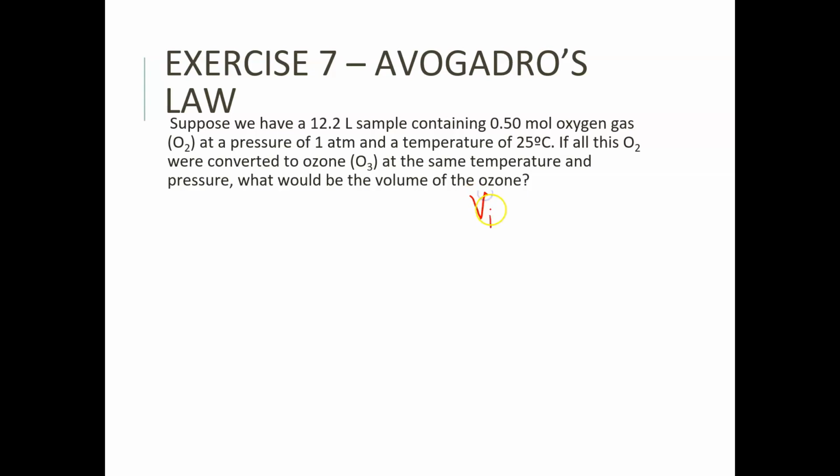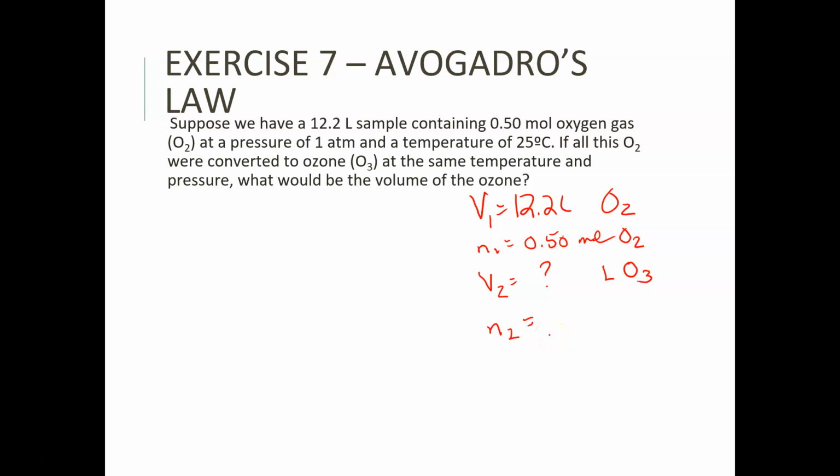We have V1. V1 is equal to 12.2 liters, and that is O2. And we know that N1 is equal to 0.50 moles of O2. We want to know what V2 is. That's what we're looking for, and that is liters of O3. So we need N2 to get there. We have to calculate that.